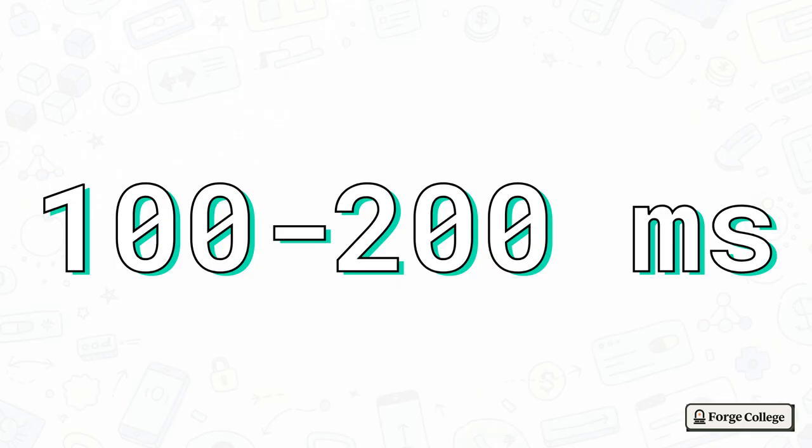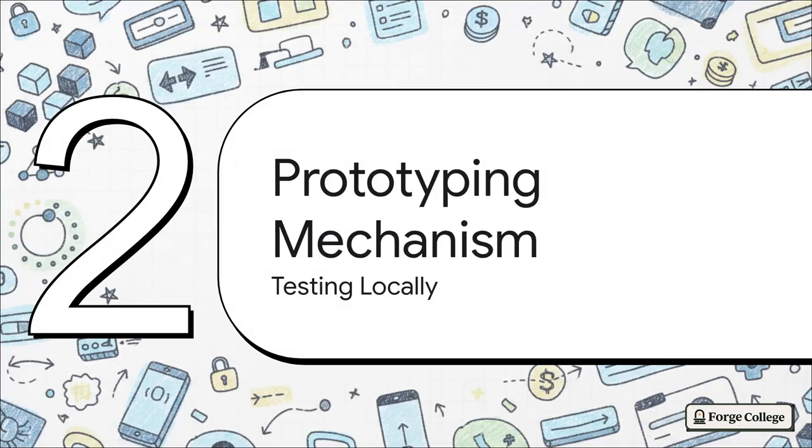If you take longer than that, the user feels the lag. That interaction void opens right up and the panic sets in. Instant feedback is completely non-negotiable. Section 4. Prototyping the mechanism.